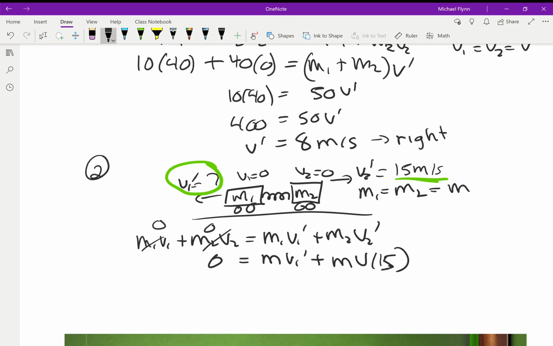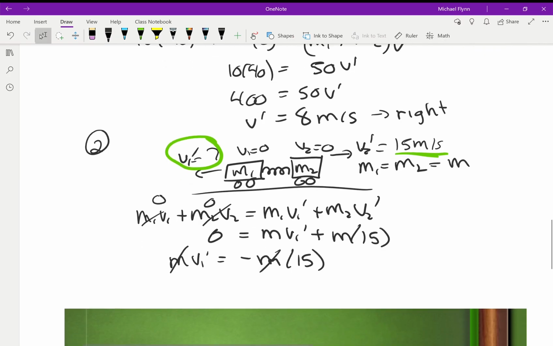Well, just bring this to the other side. You get m times v1 prime is equal to negative m times 15. This should be just 15. Now the m will cancel because they're equal, and you're left with v1 prime equals negative 15.